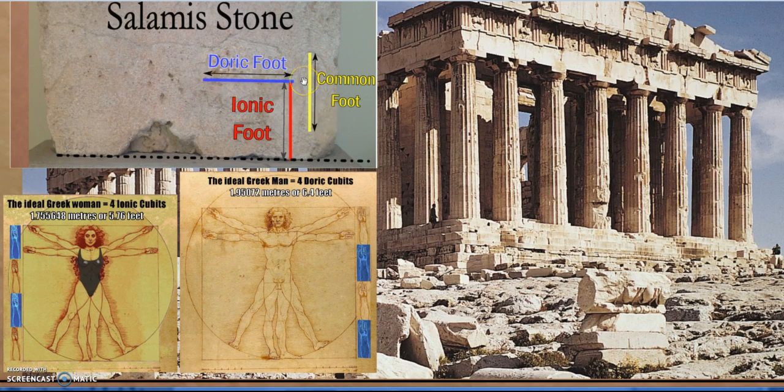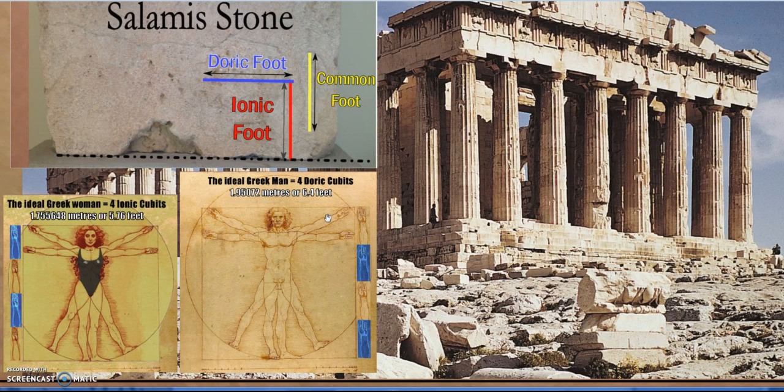Mentioned earlier, the Doric represents, so that's a Doric column there, that's the column of strength, or the male column. We also have Ionic elements inside the Parthenon. Ionic, as in the Ionic foot, also represents the ideal Greek woman. So the human body, 4 cubits high by 4 cubits wide. The Greeks, just like the English system, 1 cubit is equal to 1.5 feet.